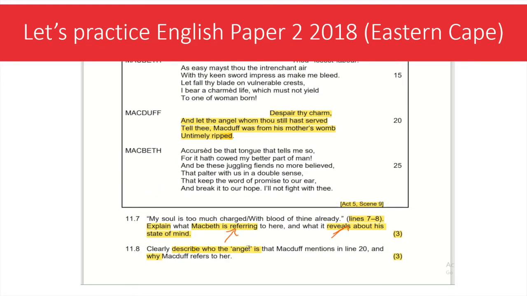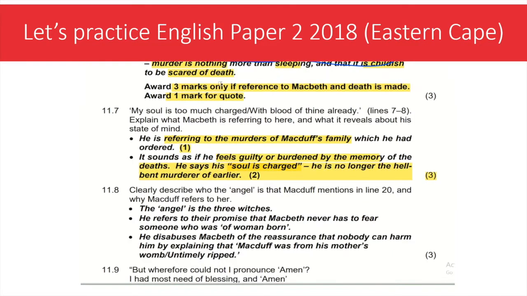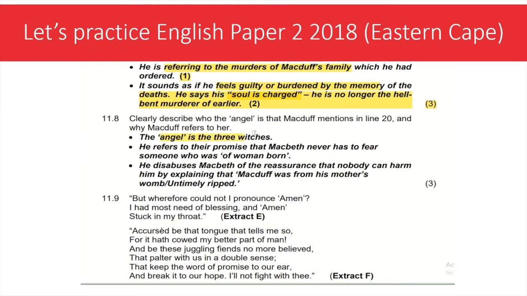So what is it asking? Who is the angel and why does he refer to her? So let's have a look at the memo. The angel is the 3 witches, and he refers to their promise to Macbeth that he has to fear no one of woman born. And this tells us that Macbeth has the reinsurance that nobody can harm him, but Macduff's mother had her baby delivered through cesarean section. And that is where you're going to get your full 3 marks.